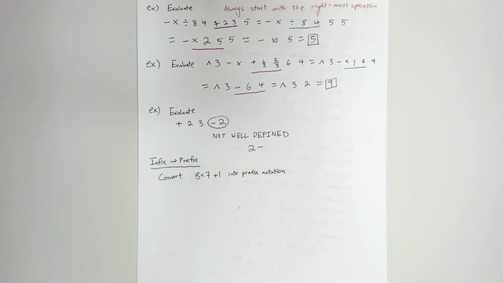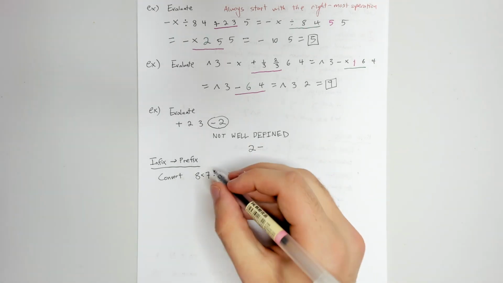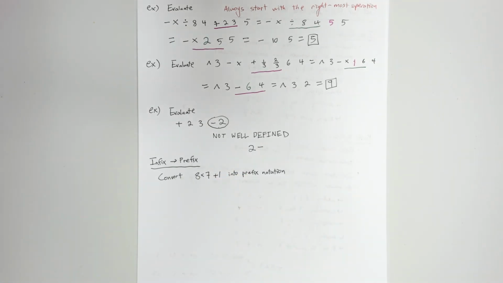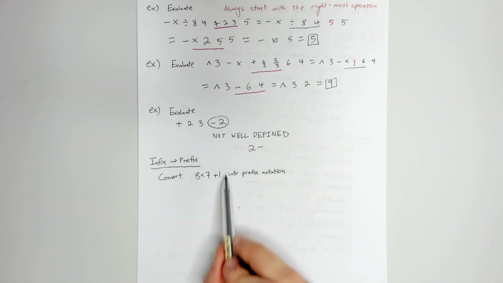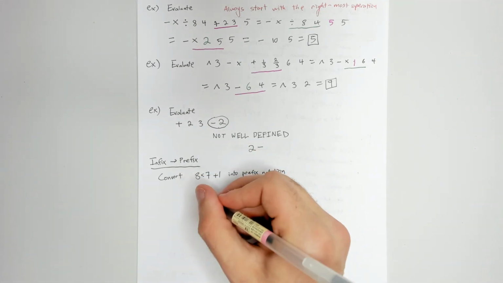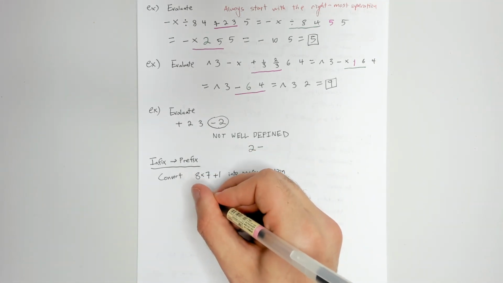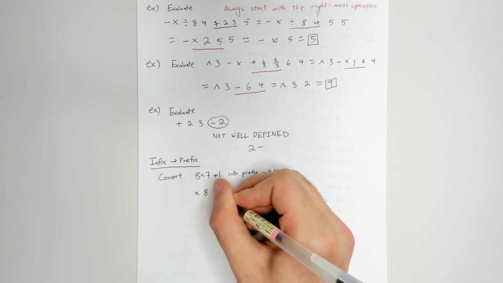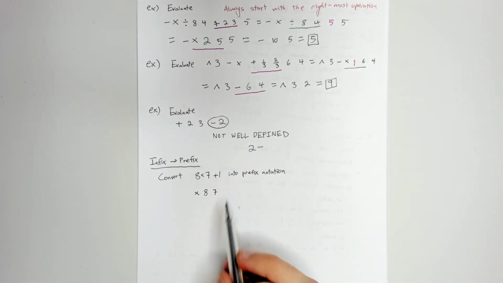Okay, so we're going to convert this into prefix notation, and to do that, we need to think about the order in which things are happening, right? Because we have order of operations. So we start by multiplying the 8 and the 7, right? So how do you write that in prefix notation? Well, you do multiply and then 8 and then 7, right? The operation comes before the operands or the numbers that you're applying it to.